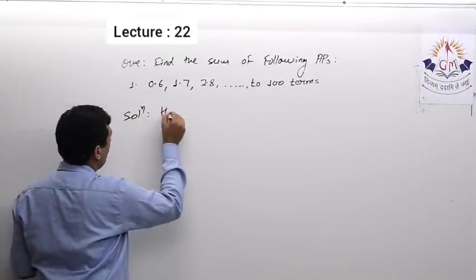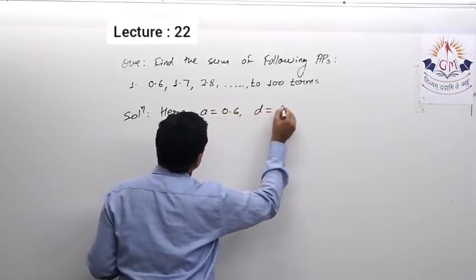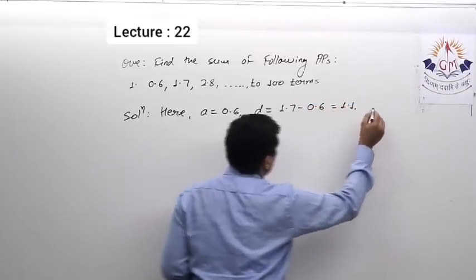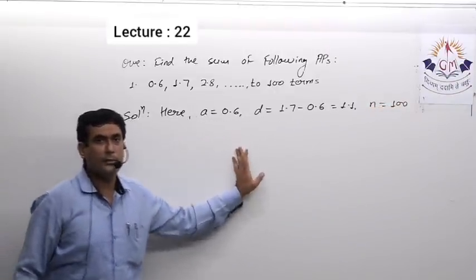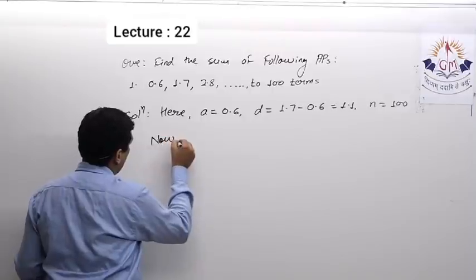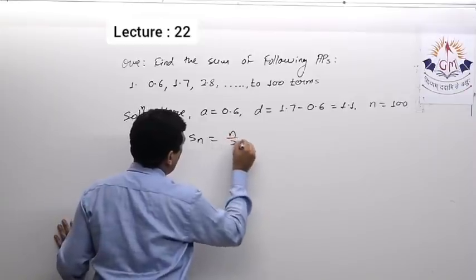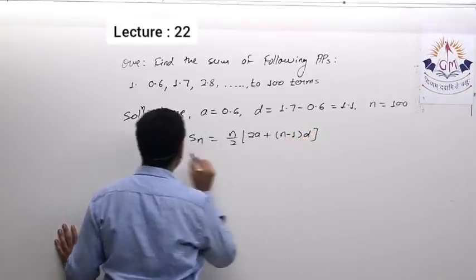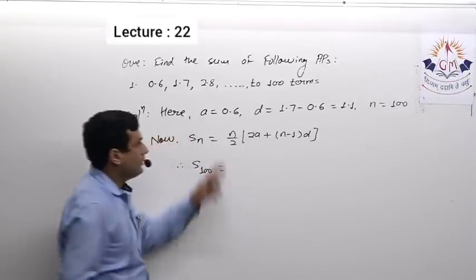So here simply we can say a is equal to 0.6. Now d is 1.7 minus 0.6, that is 1.1, and n is 100. That means we have to find the sum of 100 terms of this AP. Now the formula: Sn is equal to n by 2 into 2a plus (n minus 1) into d.